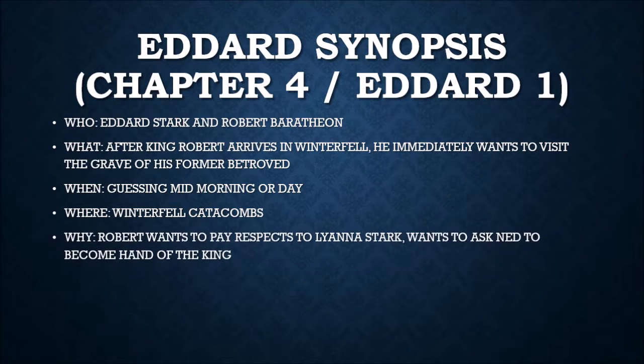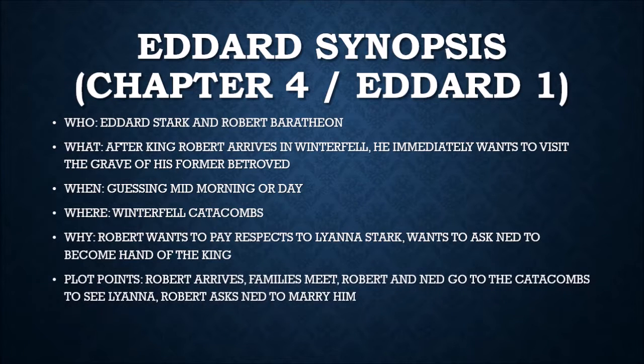And then why? Robert wants to pay respects to Lyanna Stark, wants to ask Ned to become Hand of the King. Jon Arryn, as we discussed in a previous video, was killed or died. We don't know that he was killed, but we know that he died, and we suspect foul play, or at least I suspect foul play. You might get a different interpretation from your reading of the chapter.